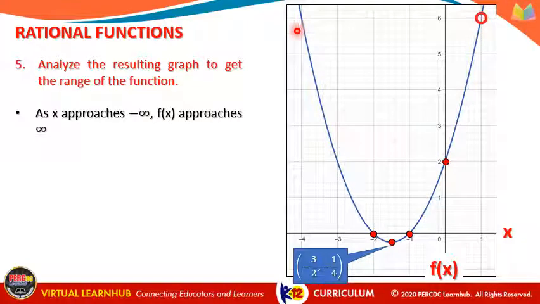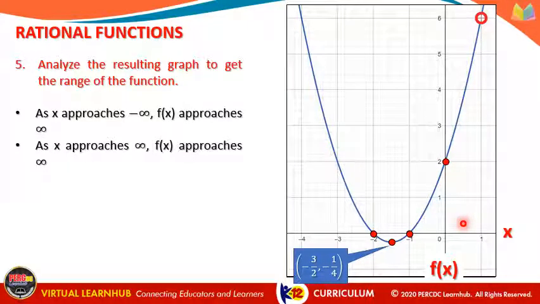Paano naman sa kabila? As x approaches positive infinity, f of x approaches positive infinity as well. Habang pataas ng pataas yung value ng x, pataas din ng pataas yung value ng f of x. Kaya lang, as you can see, based on the graph, the lowest point is the vertex. Yung vertex, siya yung pinakamababang point ng parabola.